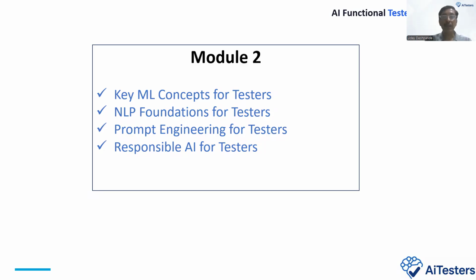This module is divided into 4 parts. We will begin with key machine learning concepts for testers, then move on into NLP foundations so you can understand how language models process text. After that, we will cover prompt engineering and how testers can use prompts to guide AI behavior more effectively. Finally, we will look at responsible AI, including fairness, safety, privacy, and governance considerations that should be part of QA practice.